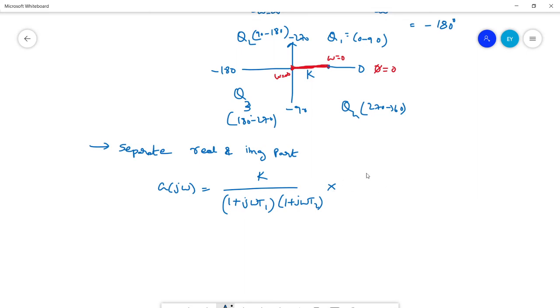So you need to multiply and divide by the complex conjugate of the denominator factors. Complex conjugate means if it is plus, it becomes minus here. So (1 minus j omega T1) into (1 minus j omega T2), divided by (1 minus j omega T1) into (1 minus j omega T2).